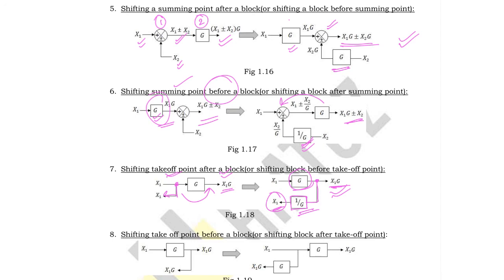The next one is shifting a takeoff point before a block. That means a takeoff point is present after the block and you have to shift it such that it is before the block. Then you will have to add a block which has the same transfer function, that is G.